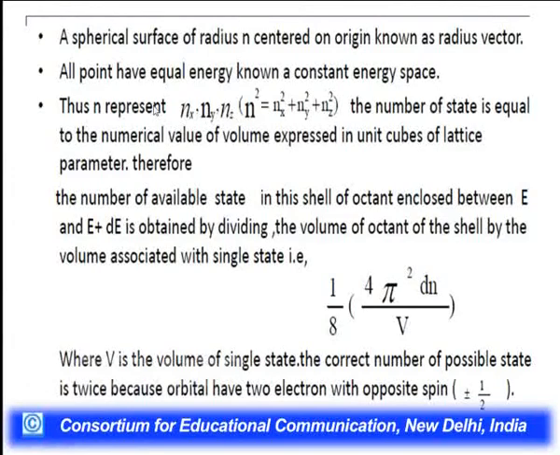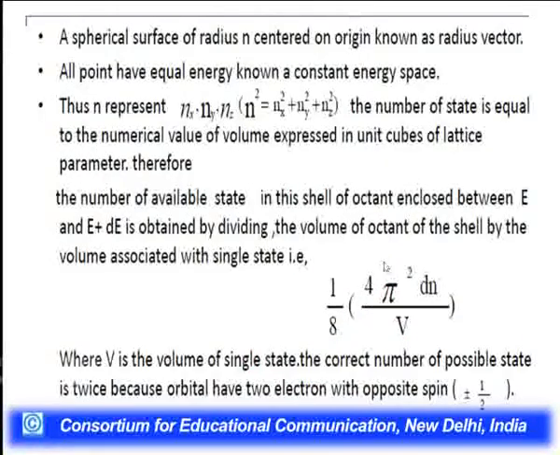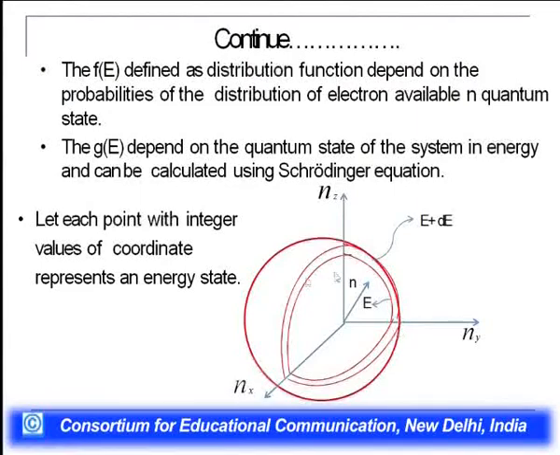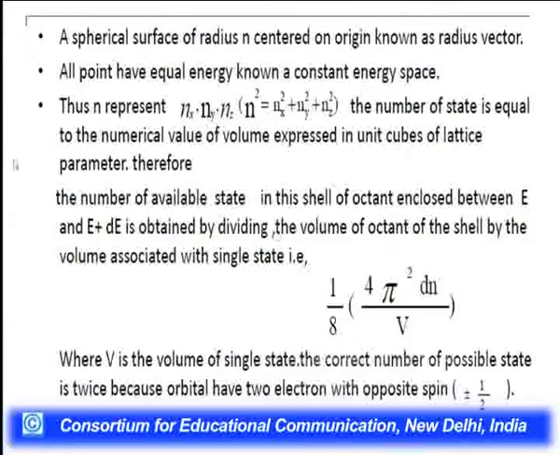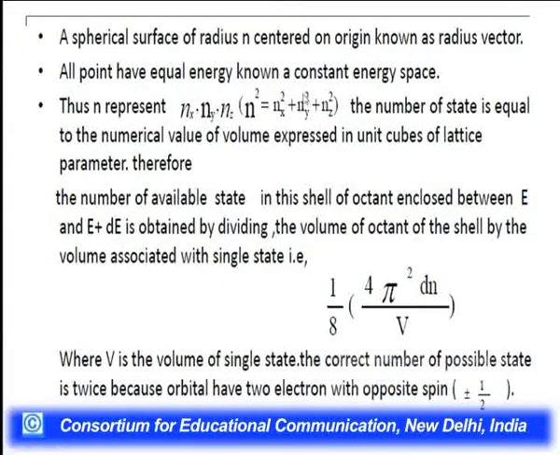Now, a spherical surface of radius n, centered on the origin, is known as the radius vector. All points on it have equal energy, known as the constant energy space. Here we define all the points having constant energy by the constant energy space. Thus, n represents Nx, Ny and Nz. As we are considering the 3 axes Nx, Ny, Nz, we can define n square equal to Nx square plus Ny square plus Nz square.